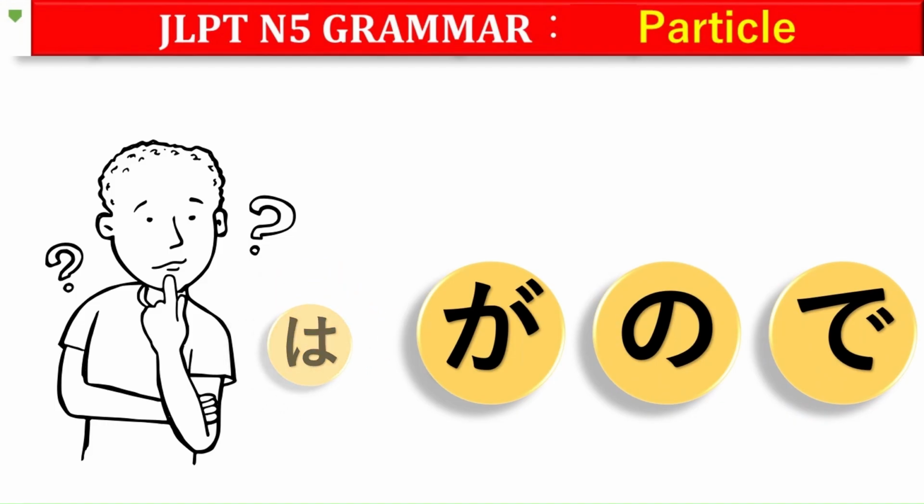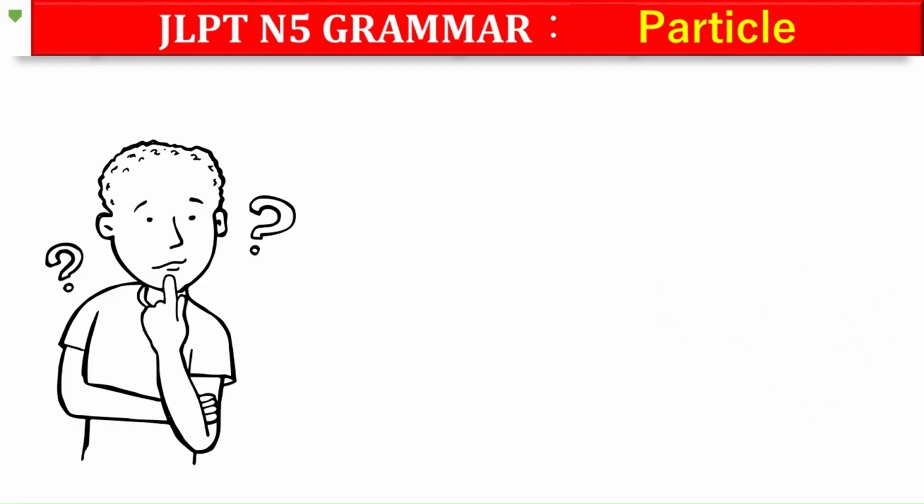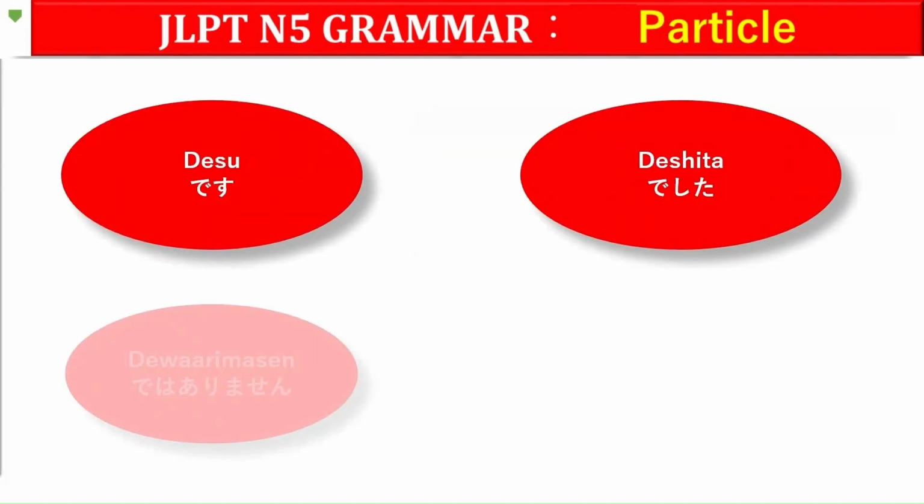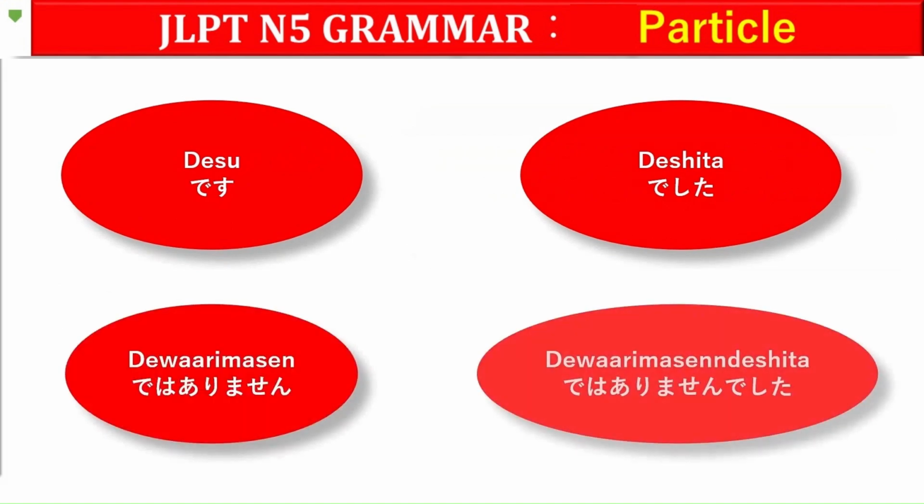If you watch my lesson 1 of JLPT N5 grammar pinned at the right top of the video, covering basic tenses in Japanese and the specific usage of desu, desu ka, dewa arimasen, dewa arimasen deshita, deshita ka, etc.